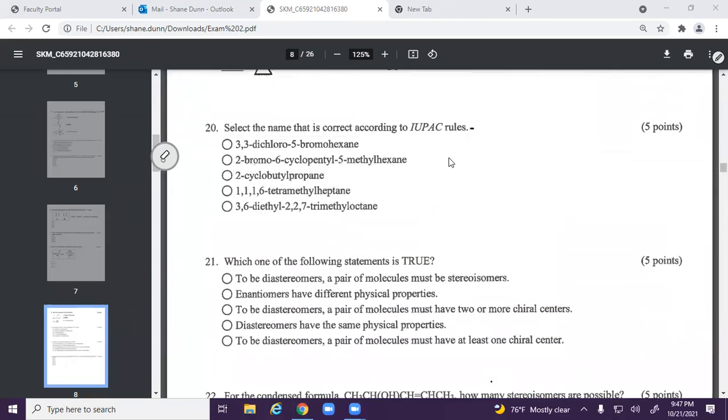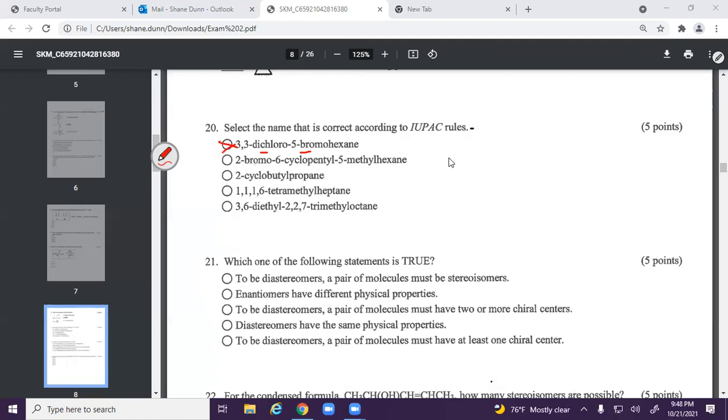IUPAC names. Okay. So what's the first rule with IUPAC names? Alphabetical order, correct? Good. That is C. That is B. Is the alphabetical order correct, yes or no? No, it's not. So that's wrong. Cool.